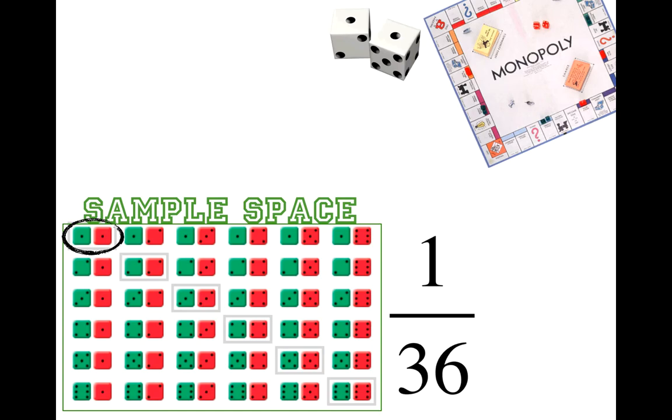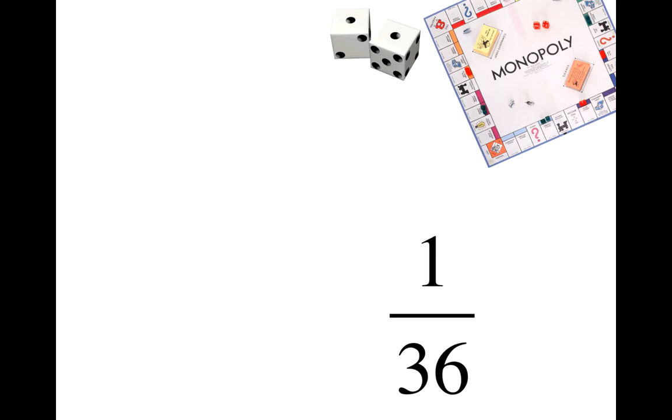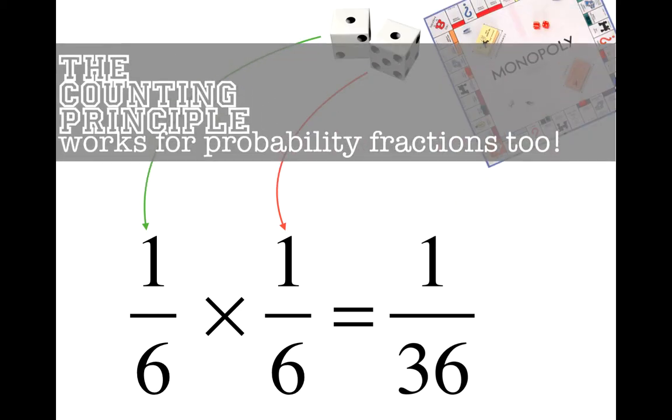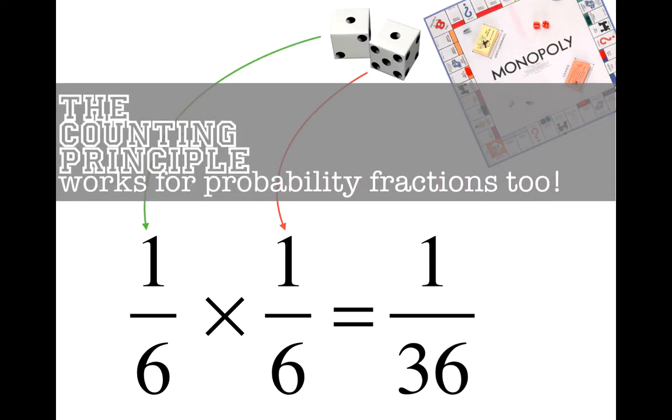Now, if you don't want to bust out a sample space diagram every time you play Monopoly, you can actually figure out that you have a 1 in 36 chance using the counting principle. Let's take the first die. Don't you have a 1 in 6 chance of getting a 1? And don't you have a 1 in 6 chance of getting a 1 on the second die? Well, if you multiply those together, you get 1 times 1 on the top and you get 6 times 6 on the bottom. So that tells you that you have a 1 in 36 chance. Basically what I'm trying to tell you is the counting principle works for probability fractions, just like it works for finding the number of outcomes.